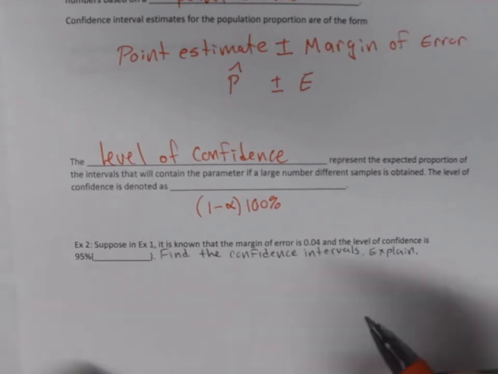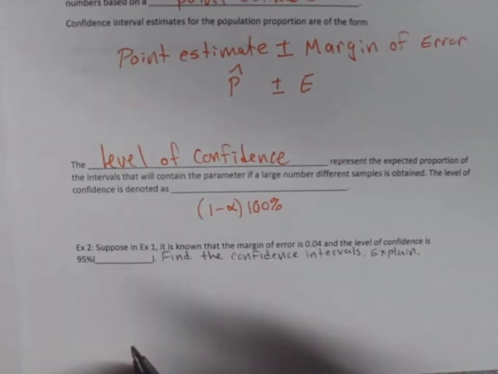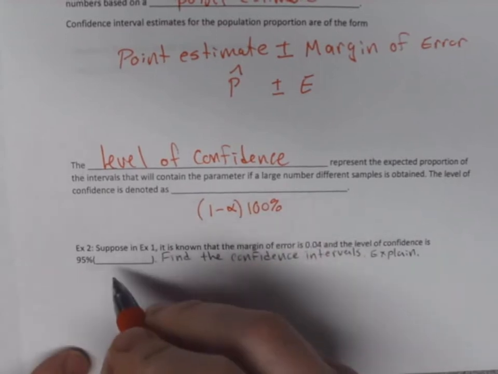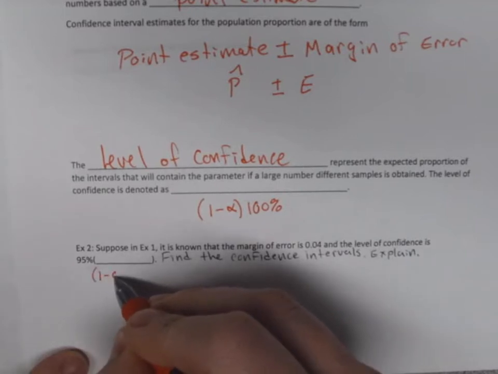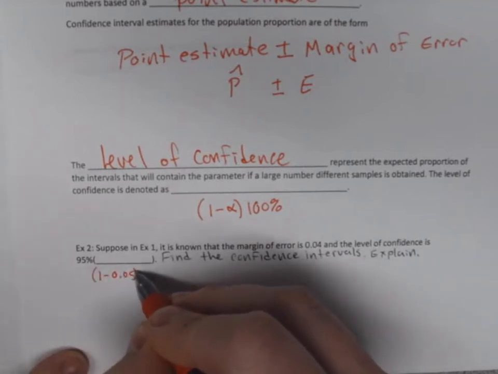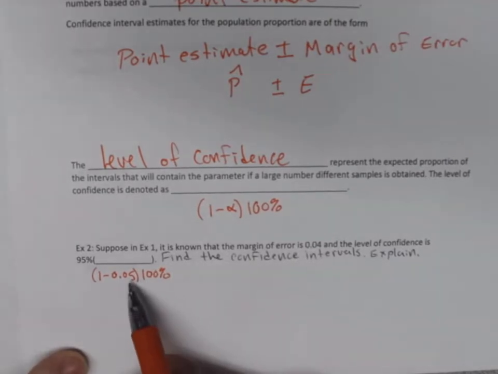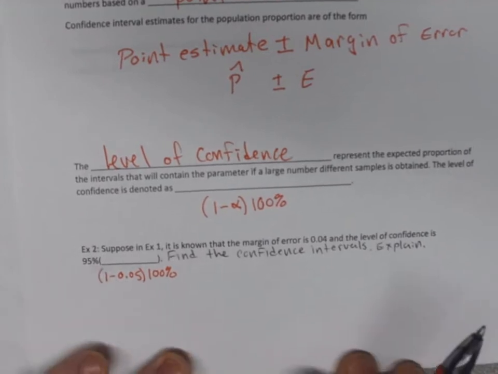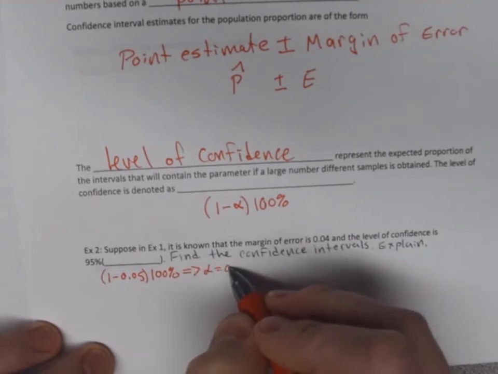So, what does this tell us that alpha is here if it's 95%? That means, and I'm going to write it just below, that means 1 minus 0.05 times 100%. That would be our level of confidence. That equals 95%. 1 minus 0.05 is 95%. All right, so what this is telling us, that implies alpha is equal to 0.05.